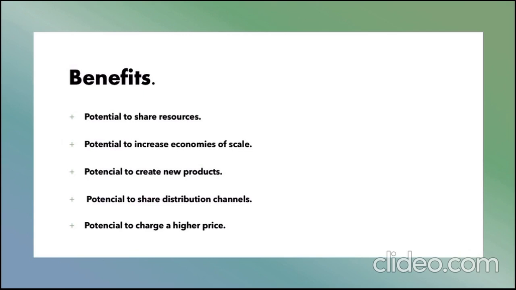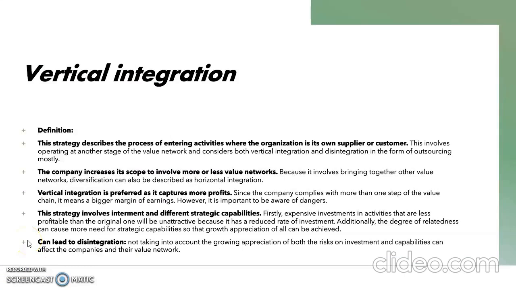Vertical integration. This strategy describes the process of entering activities where the organization is its own supplier or customer. This involves operating at another stage of the value network and considers both vertical integration and disintegration in the form of outsourcing mostly. The company increases its scope to involve more or less of the value network.